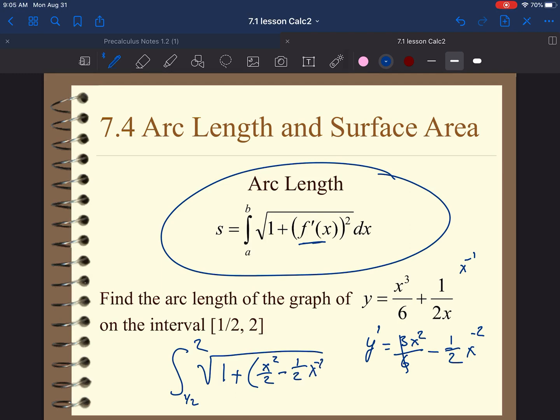Let's just keep it separate. Squared dx on the end. These, you definitely want to use your calculator. Just like the previous lessons, your calculator is going to be your friend. Use that FNINT to use that integration and plug that in and get your arc length. Take your time. If you're having trouble plugging them into the calculator, let me know.